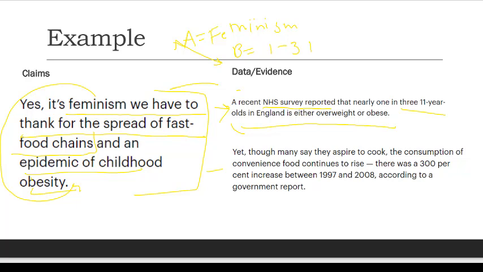She says, "Yet though many say they aspire to cook, the consumption of convenience food continues to rise. There was a 300% increase between 1997 and 2008." So this is attempting to show that the spread of fast food chains was caused by feminism. And same thing again, we have A equals feminism, and then B is that there was a 300% increase. Just because those things occurred simultaneously doesn't necessarily mean one caused the other. And again, we don't have any mention of how feminism is involved in that way. So in this case, this would be a strong representation of relying on correlation versus causation.